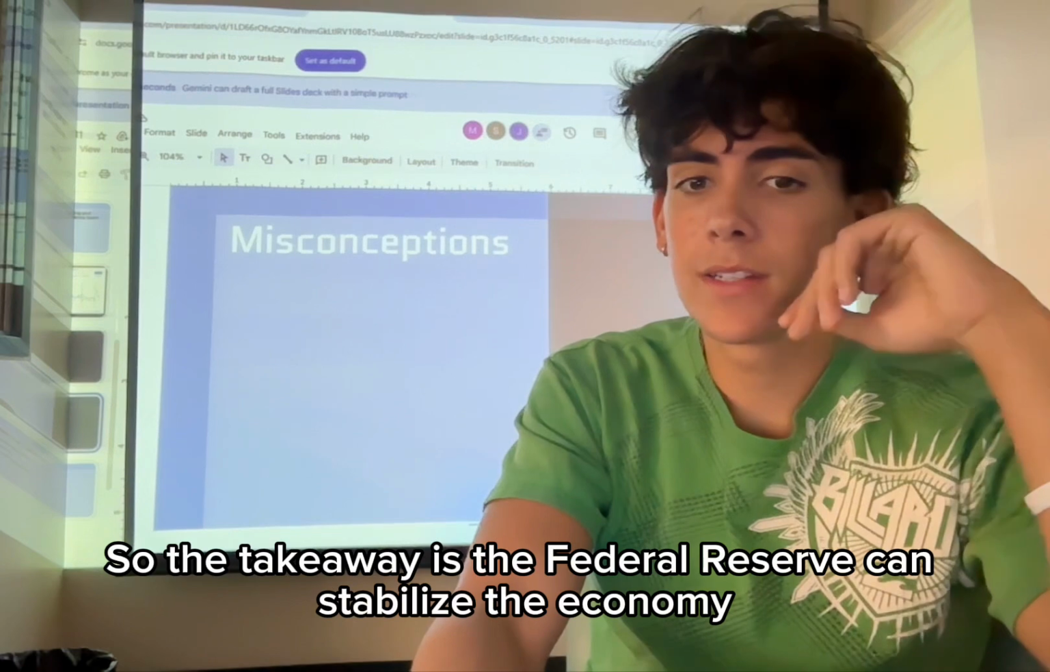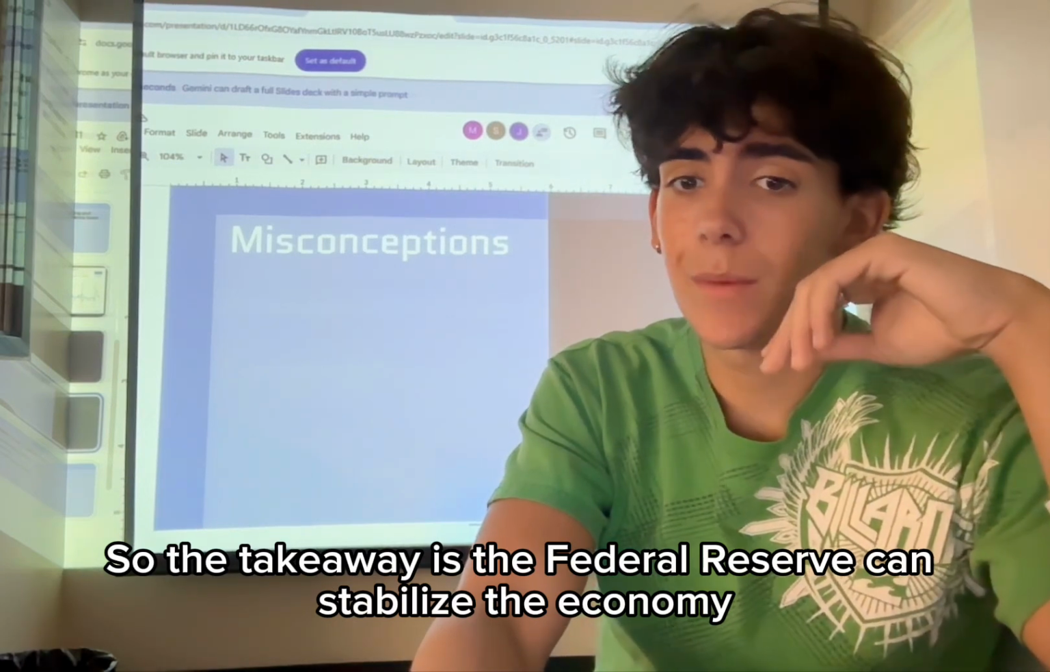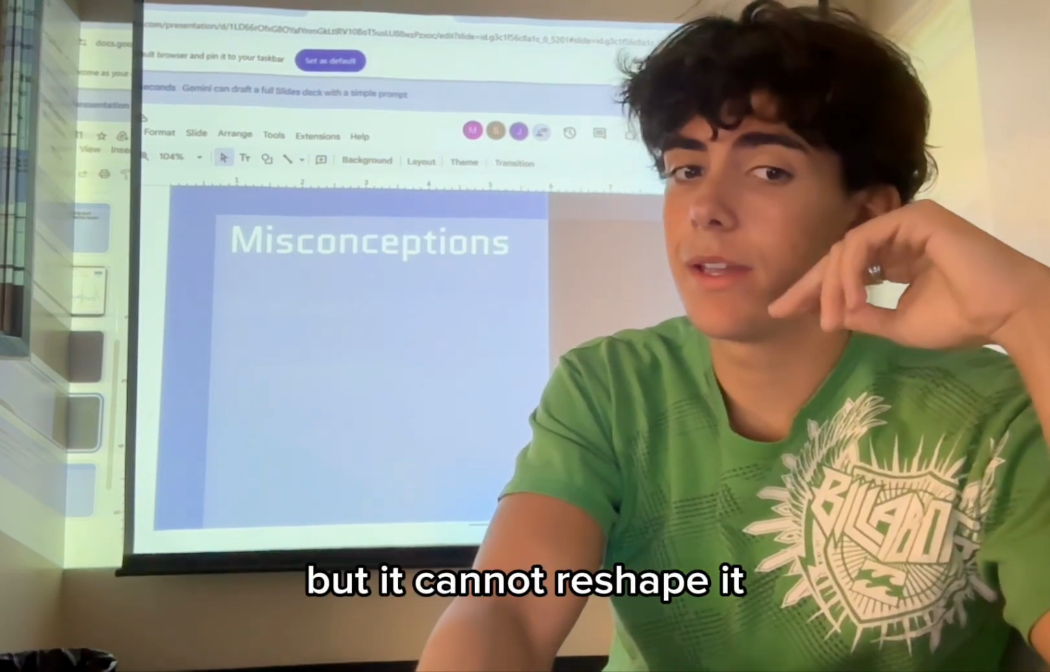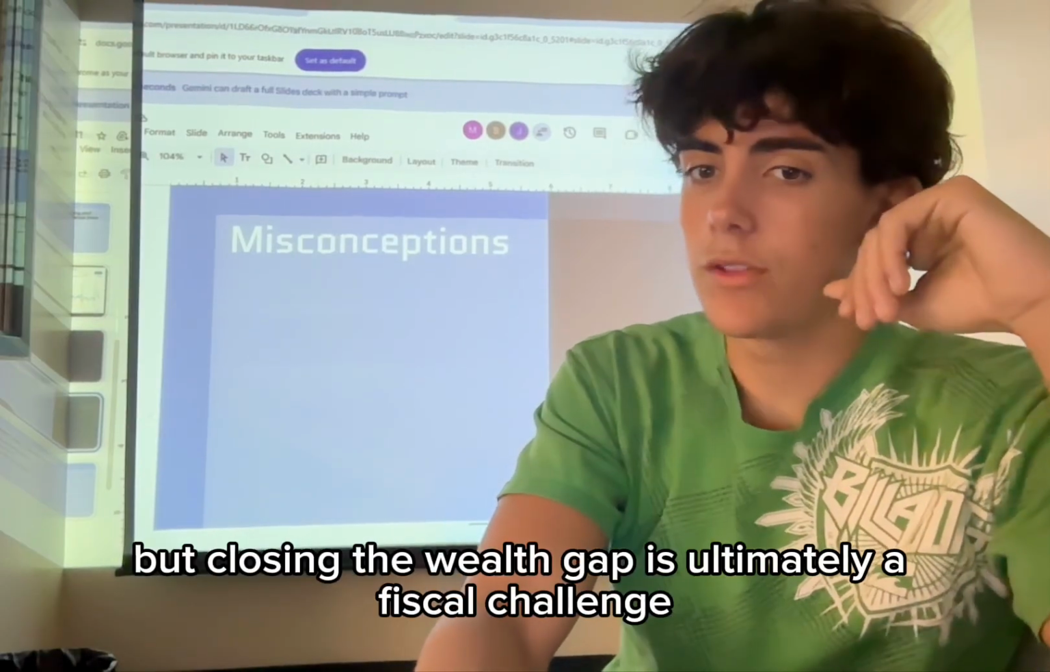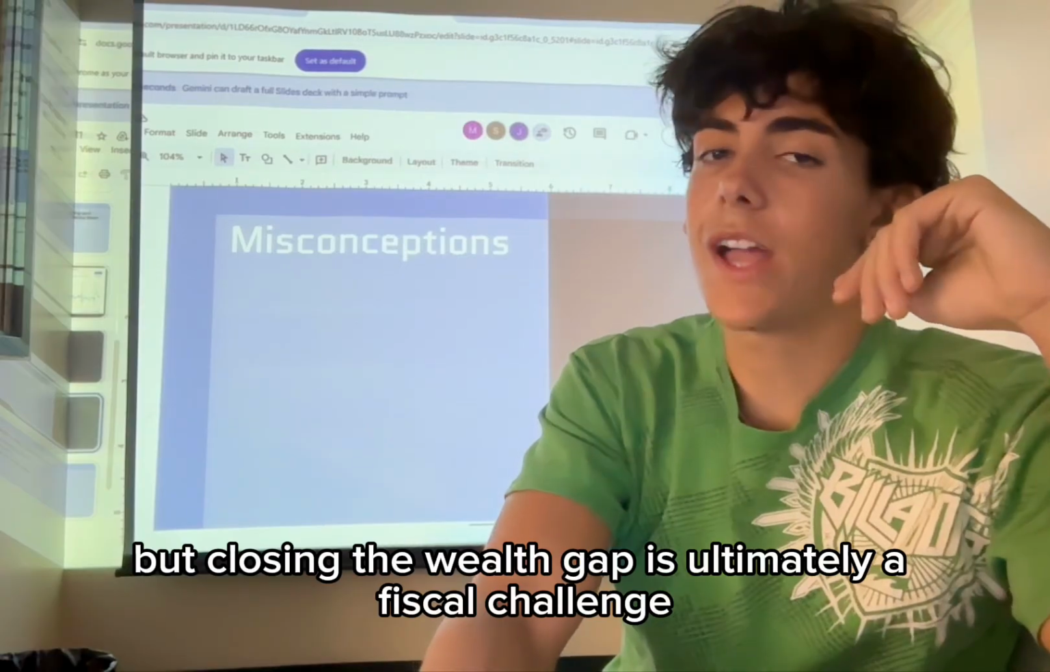So the takeaway is the Federal Reserve can stabilize the economy, but it cannot reshape it. Inflation control is a necessary foundation for growth, but closing the wealth gap is ultimately a fiscal challenge.